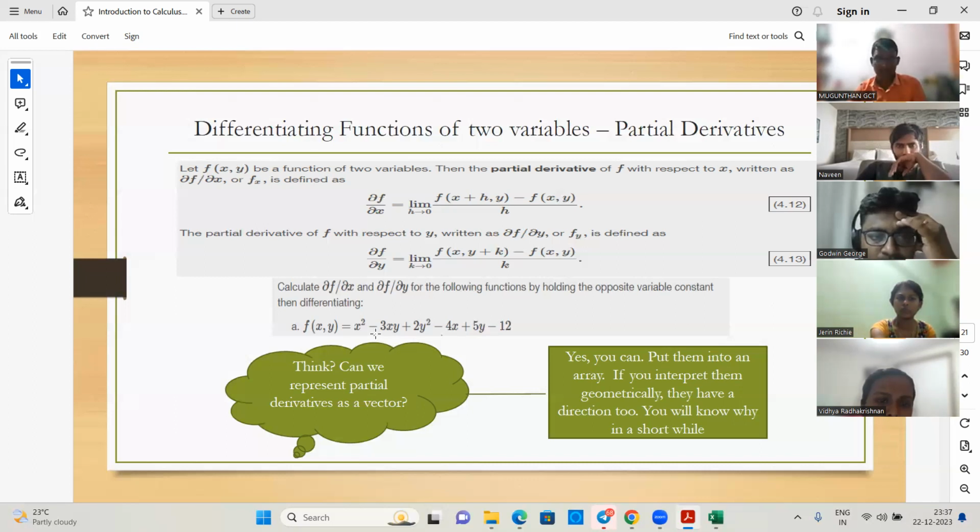Correct. Then we have 2y squared. Since we are treating y as constant, its whole term is constant, so it will be 0. Then we have minus 4x. The derivative of x is 1, so it is minus 4. And plus 5y, we are treating as constant, so 0. Minus 12 is constant, so it is 0. Perfect. Anyone who hasn't understood this so far?